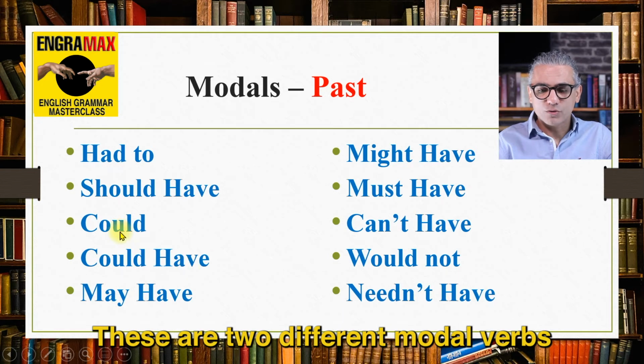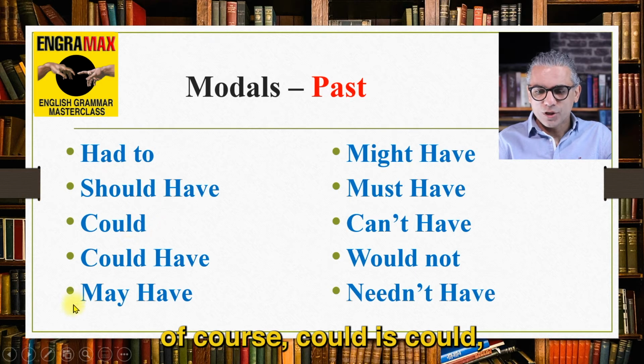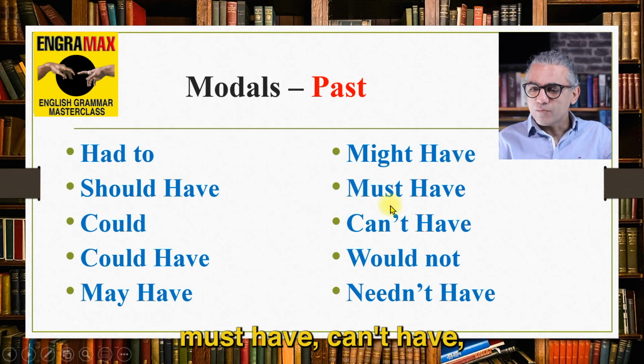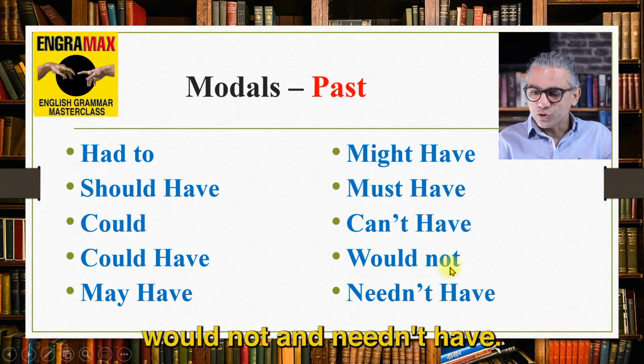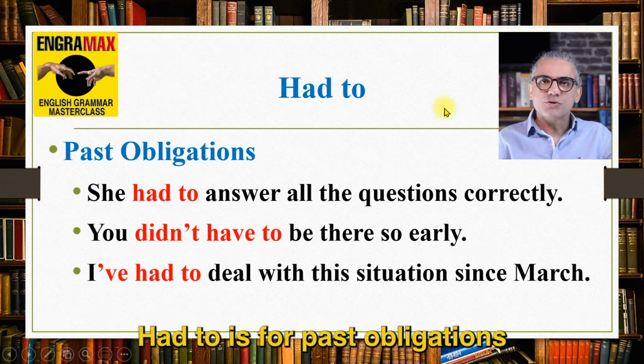These are two different modal verbs. May have, like in terms of meaning, of course, could is could. May have, might have, must have, can't have, would not, and needn't have. Let's begin. First, had to.